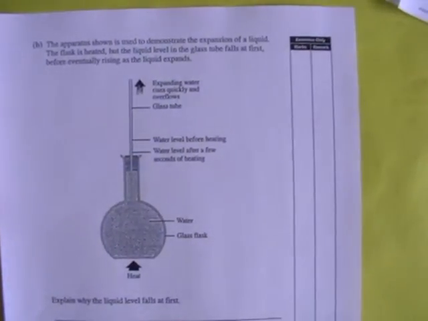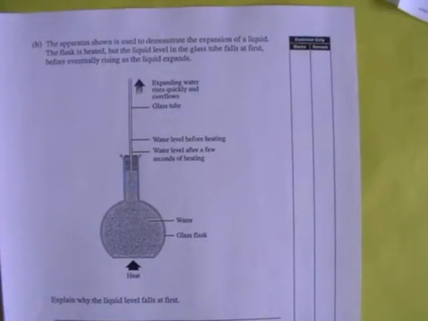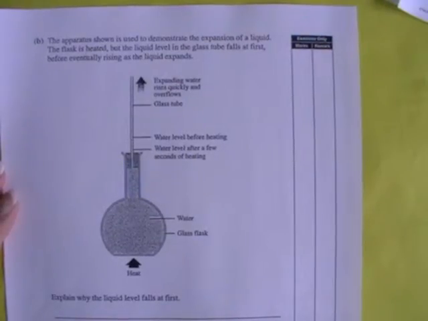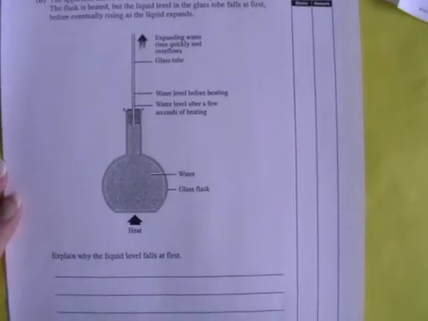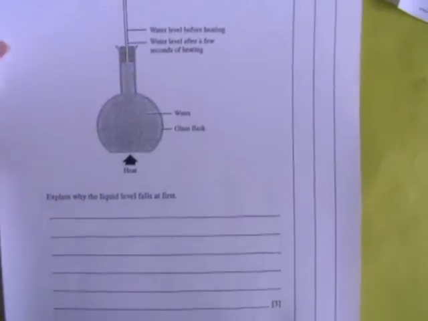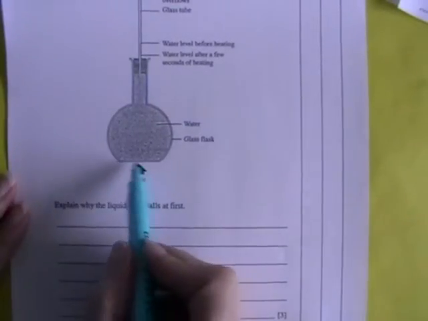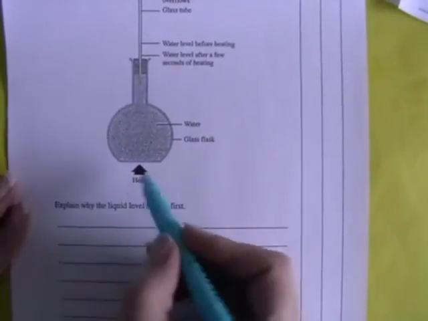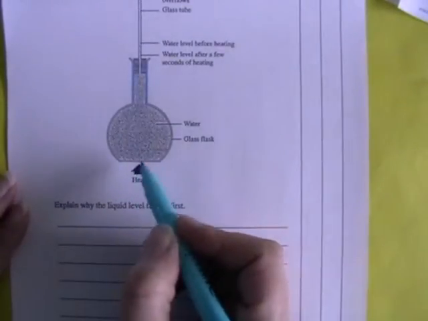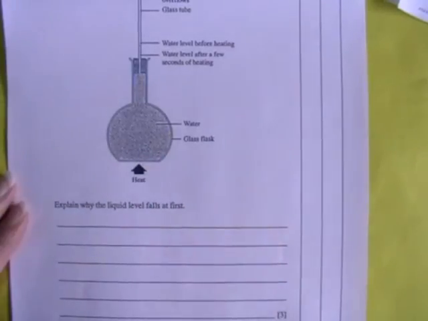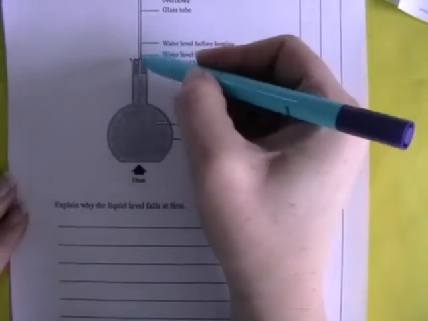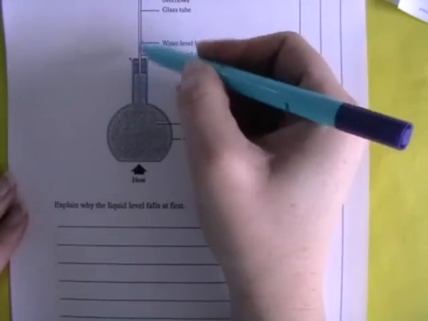The apparatus shown is used to determine the expansion of a liquid. The flask is heated, but the liquid level in the glass tube falls at first, before eventually rising as the liquid expands. We have a diagram which shows that. Explain why the liquid level falls at first. Well, let's have a look at the diagram. When we heat it, the heat comes in contact with the glass first, and that heat must be conducted through the glass wall of the flask before it reaches the water and begins to heat it. But when we heat the glass, it expands at first, which means there's more space inside the flask. Therefore, the water level in the glass tube will come down.